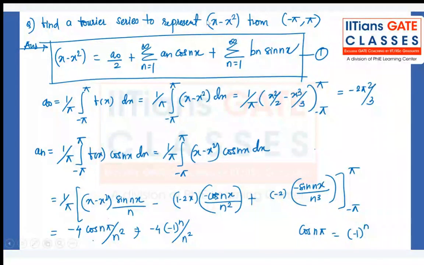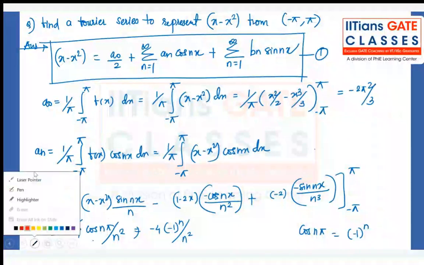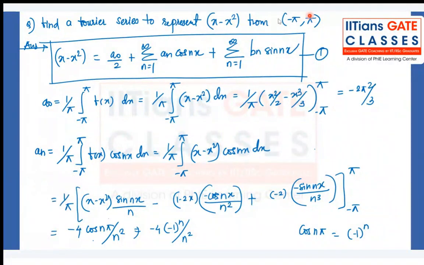Find the Fourier series to represent the function x minus x square from minus pi to pi. You know, when the limit is minus pi to pi, it means your c is minus pi and L is pi. And you know, in the formula, cos of n pi x by L is there. So L is pi means pi will get cancelled. So that is why you get sine x and cosine x terms here.